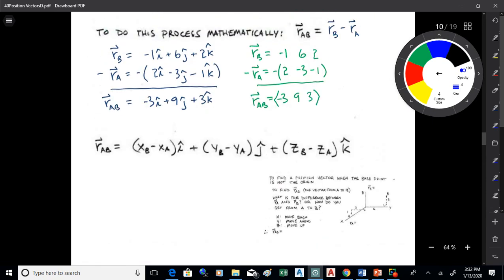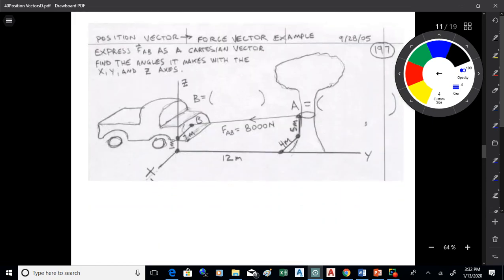Okay, so let's do a little force problem here. Let's say we've got our truck stuck again. Now we got a winch, we're gonna tie off to a tree, and we are going to try and pull our truck out. Let's express FAB as a Cartesian vector. Now, being as this is the biology building here, we're gonna be more concerned about the tree than the truck. So we're gonna look at the force that's exerted on the tree, 8,000 newtons. Okay, that's what's happening to the tree. So let's try and make that into a force vector.